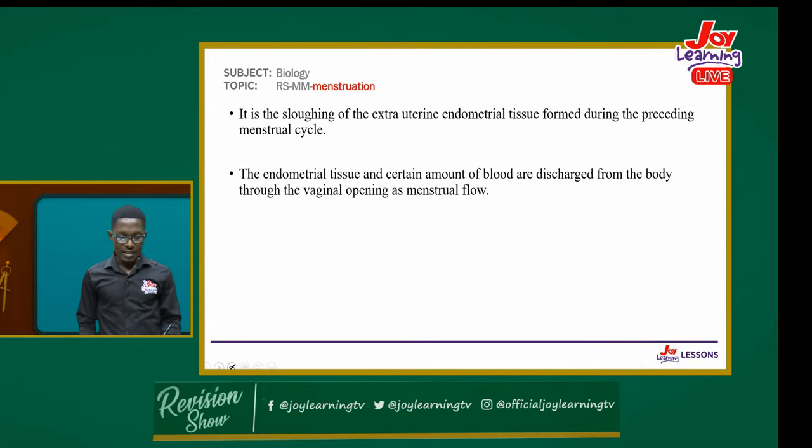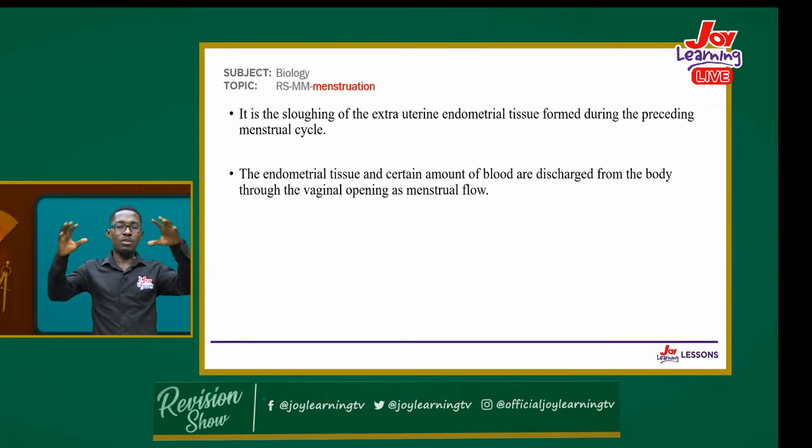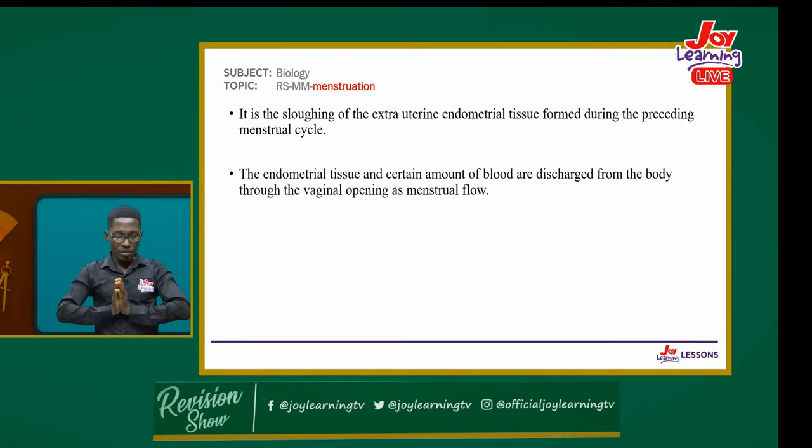If there's no fertilization, then we get into menstruation. You describe menstruation as the sloughing off, the breaking down of the extra endometrial tissues formed during the process. Remember that estrogen will repair, progesterone will come and double, triple. This whole thing has to be moved together with the ovum, crushed as the egg, and discharged to come out.